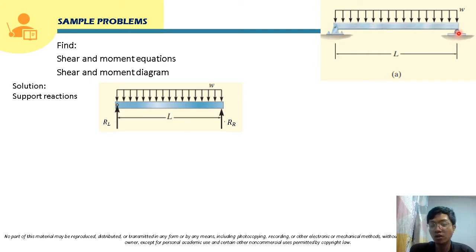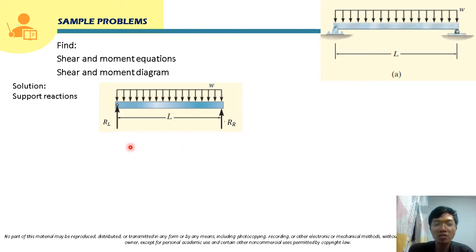And also, class, for the roller support, we know that it only has one reaction, and that will be a reaction normal or perpendicular to the surface where the roller is leaning. In this case, this is a horizontal surface, class. So the reaction here will be perpendicular to this horizontal surface. So we will just have a vertical reaction here also.